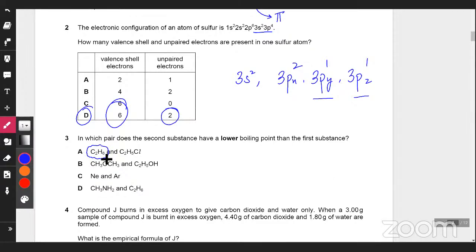It only has induced dipole, temporary dipole. It only has van der Waals forces because carbon and hydrogen bonds are not very polar. What's the intermolecular force in this molecule over here?